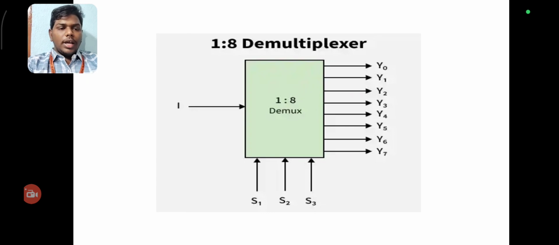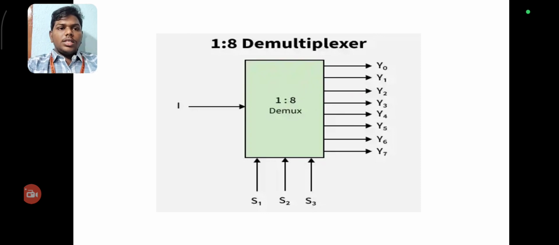Here I stands for the input line, and S1, S2, S3 are the selector lines. I have 8 outputs known as Y0, Y1, Y2, Y3, Y4, Y5, Y6, Y7. The output depends on my selector lines. If I have two selector lines, then I get four output lines. If I have three selector lines, then I get eight output lines. If I have four selector lines, then I get 16 output lines.